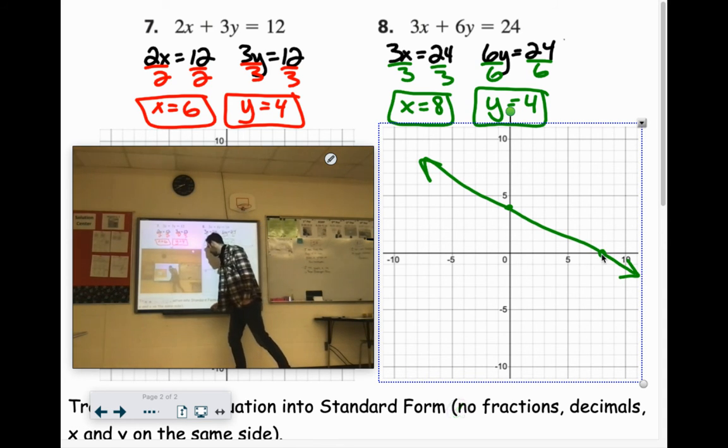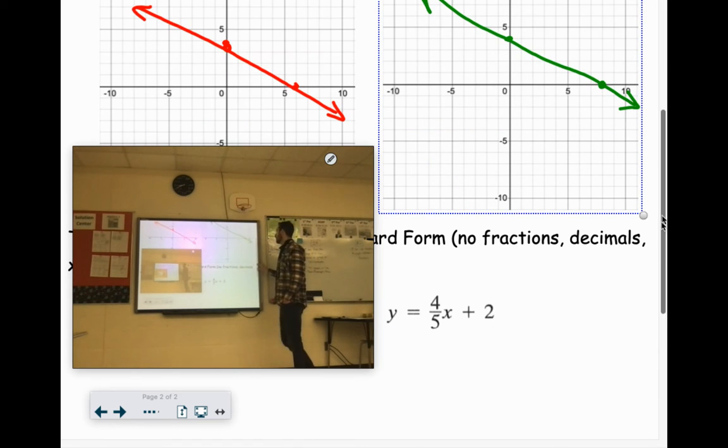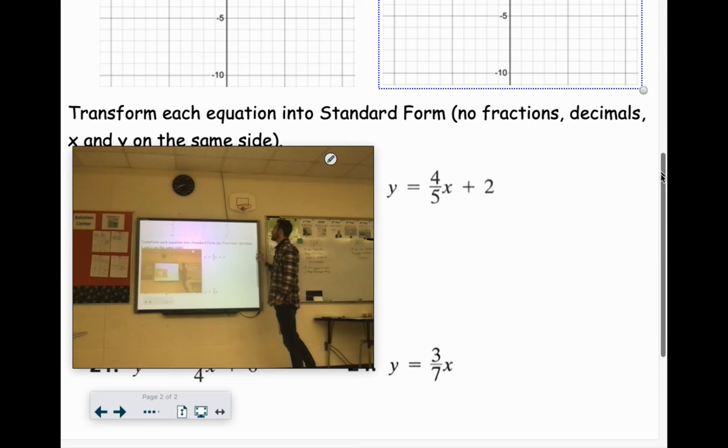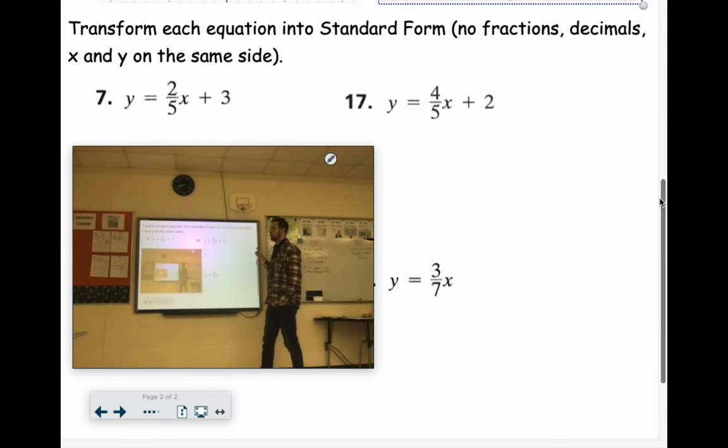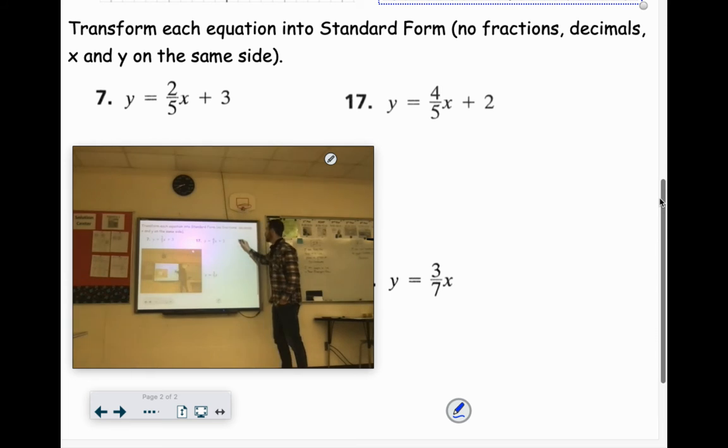Hey, hopefully you nailed those. All right, we have one more thing we're going to do. We're going to transform these equations into standard form. Remember, standard form does not have fractions or decimals, and it has the x and y on the same side of the equal sign. You know how for slope-intercept form it was y equals mx plus b?